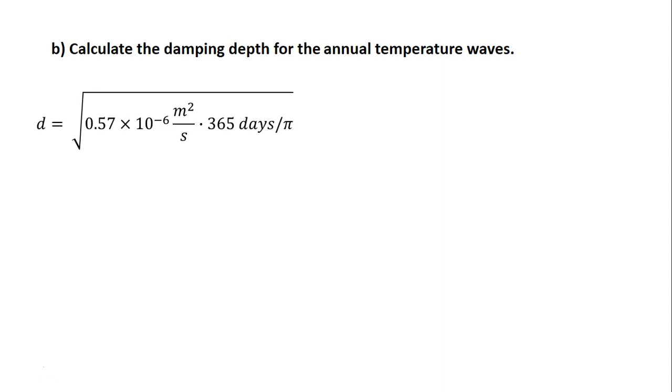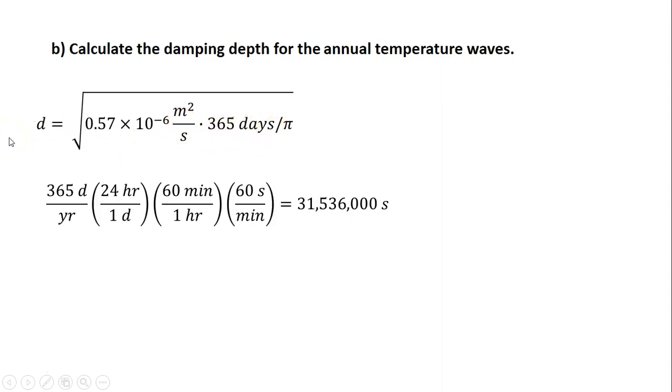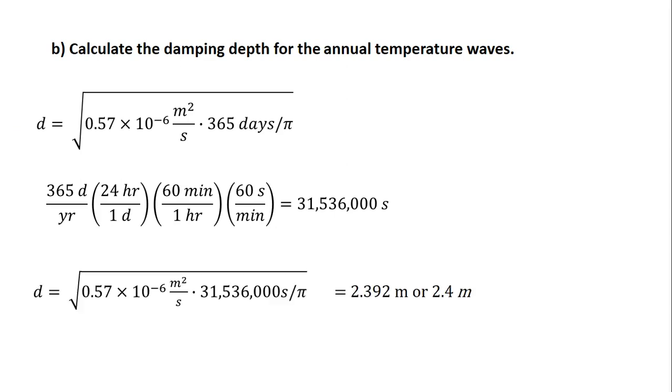So again, we'll use the same damping depth equation, but this time, instead of plugging in 24 hours, our period is 365 days. Again, we have to unify the units here, so we need to convert 365 days to seconds, and when we do that, we find that there are 31,536,000 seconds in 1 year. Again, we can plug in this value into our damping depth equation, and we find that our final answer is 2.392 meters, or, again, considering two significant figures, 2.4 meters.